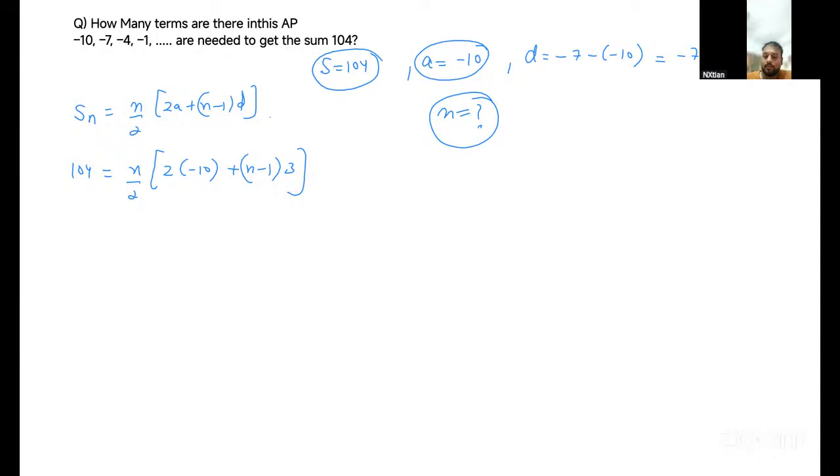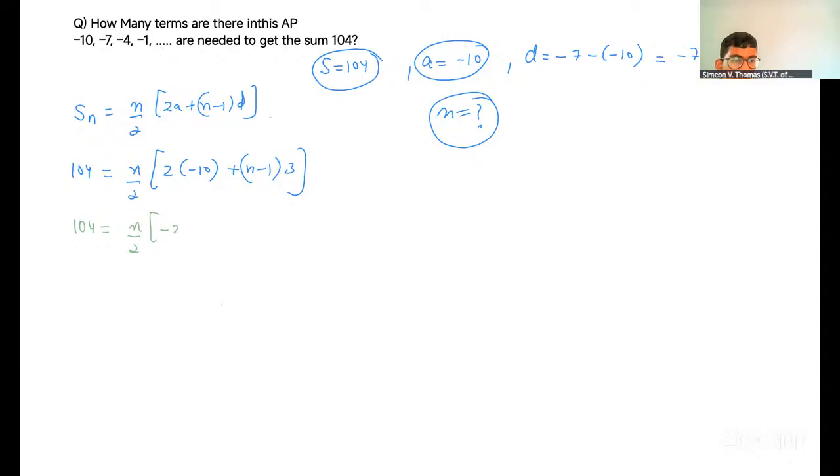Quickly do it. Simeon, do you have any problem? Please ask me. I was just sending the doubt in chat. Yeah, ask me. What doubt? I got 2 into 104 is equal to minus 23n plus 3n square. After that, I'm... So now you got which type of equation?